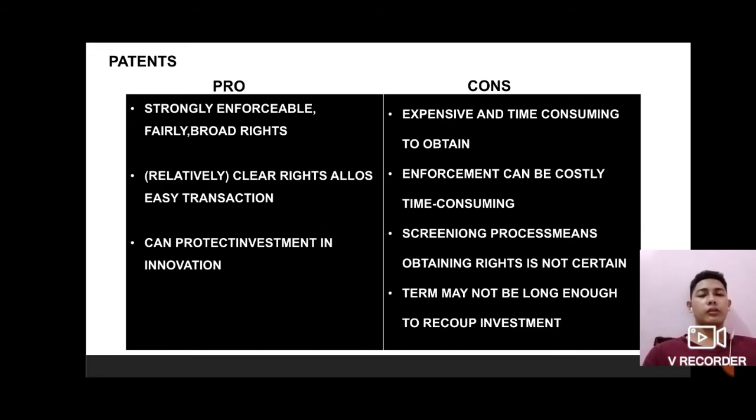And now the pros and cons of patents. Patent pros: strongly enforceable, fairly broad rights. Relatively clear rights allow easy transactions and investment in innovation. The cons: it is expensive and time-consuming to obtain. Enforcement can be costly and time-consuming. The screening process means obtaining rights is not certain. The term may not be long enough to recoup the investment.